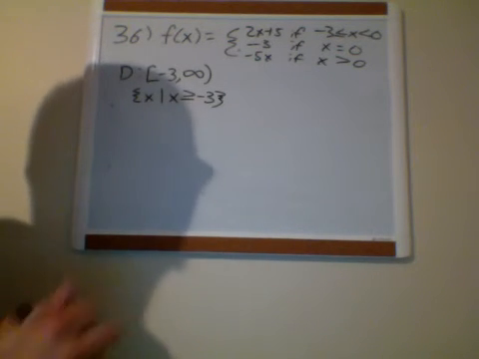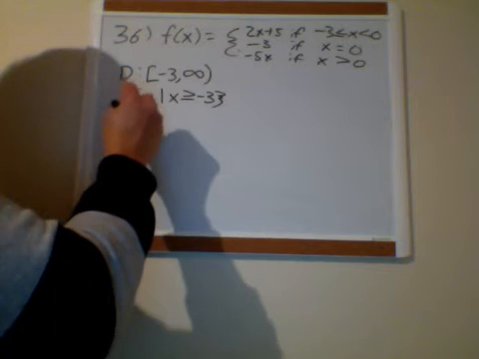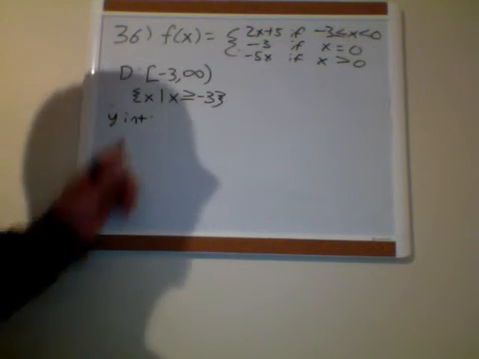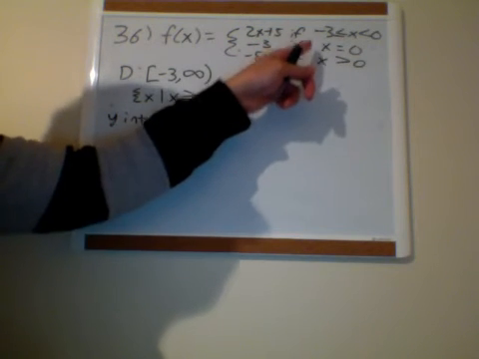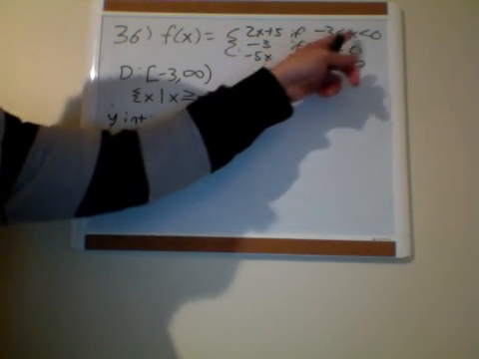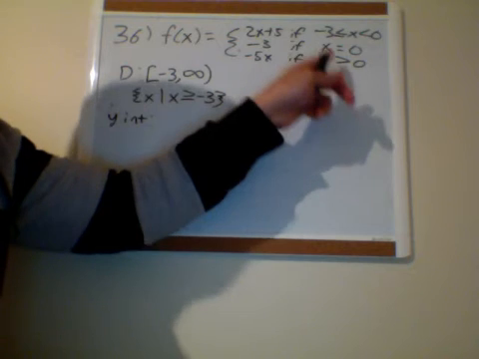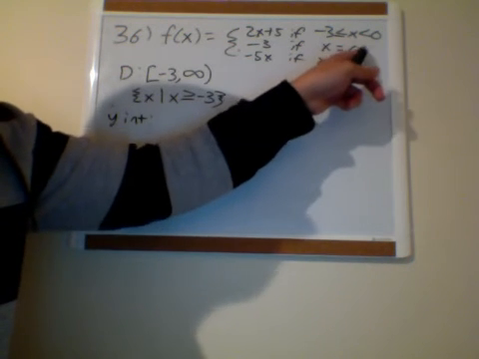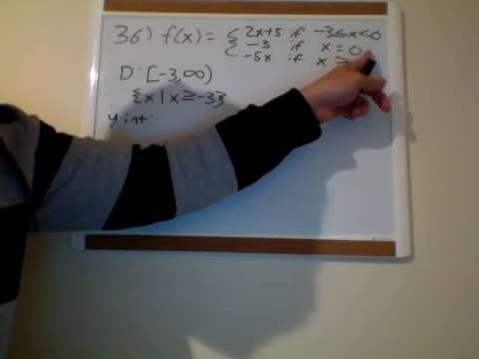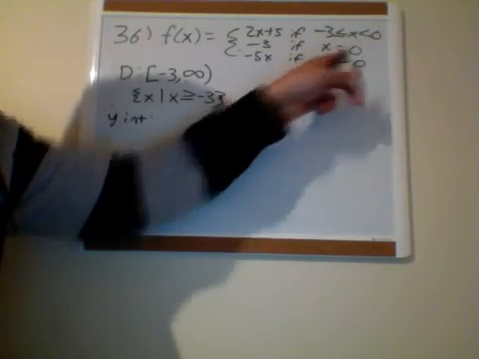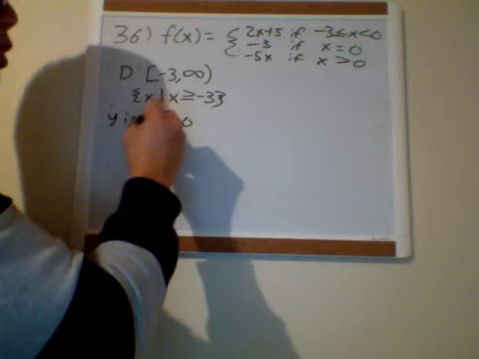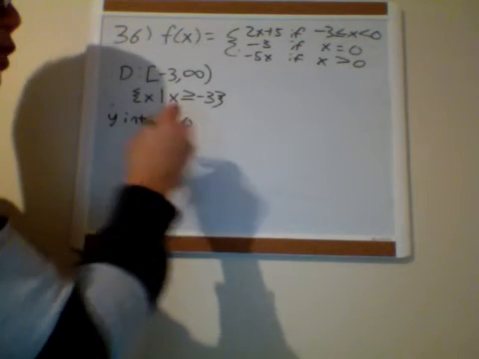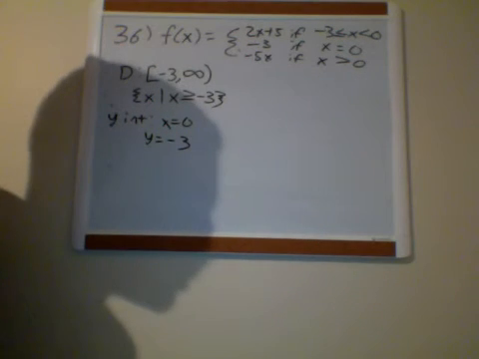So now let's find the intercepts. Let's find the y-intercept. Now my y-intercept is when x is equal to 0. So if I look here, I only have to really just check for when x is equal to 0. X is equal to 0 only at this middle part of the piecewise function. So x is equal to 0, y is going to equal -3. That is my y-intercept.